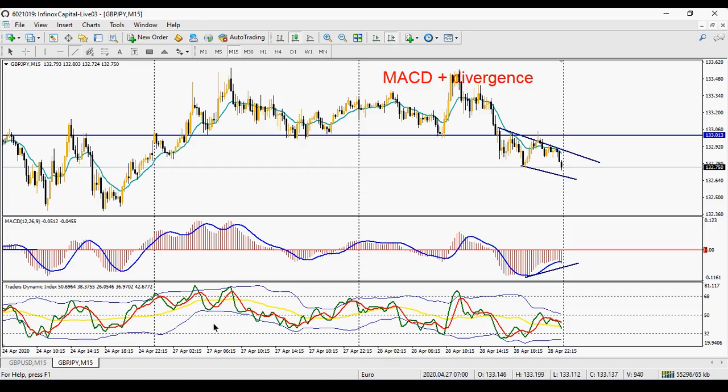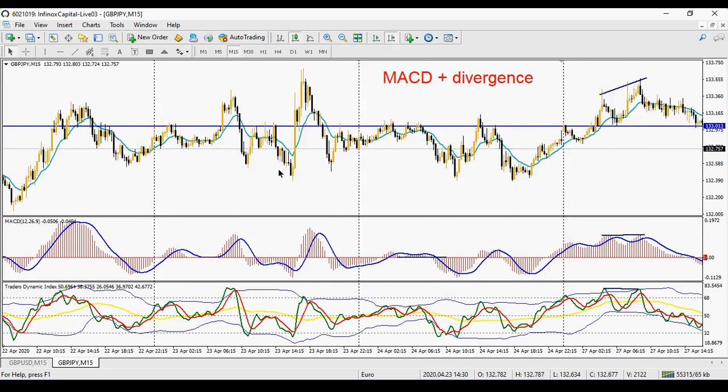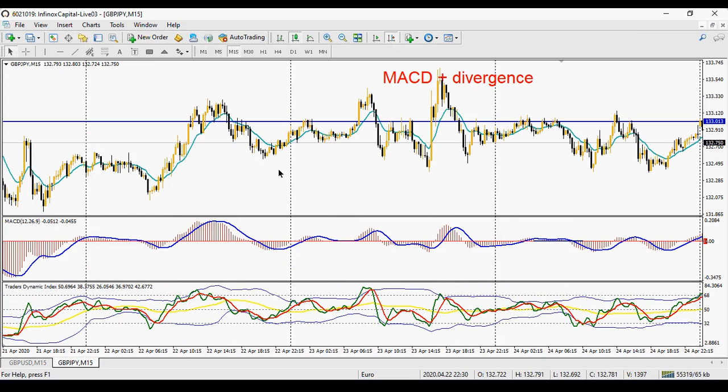TDI gave us divergence here, and MACD gave us divergence here also, while price was going up. So they matched here. MACD also gave us divergence here. TDI also gave us divergence here. So now we have divergence here, divergence here. You can see that people just like the way something looks.